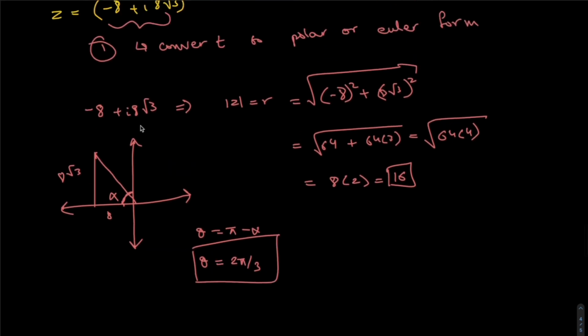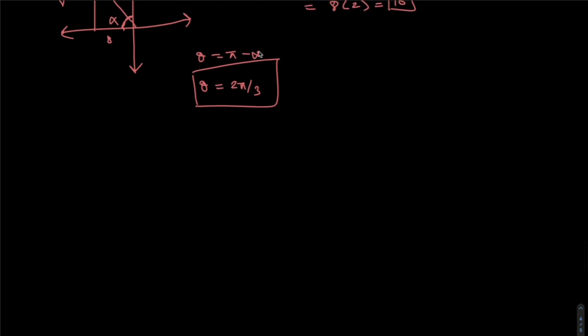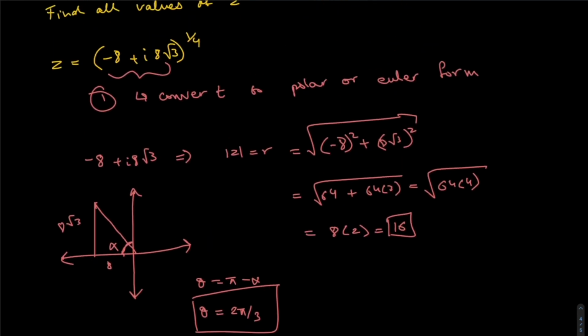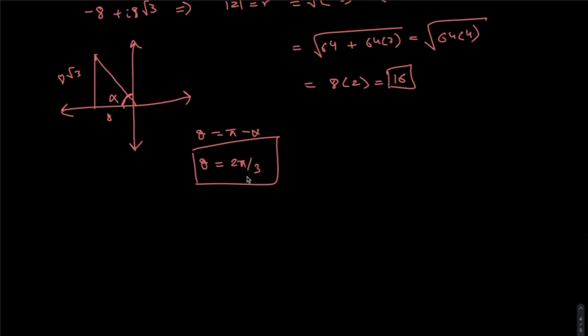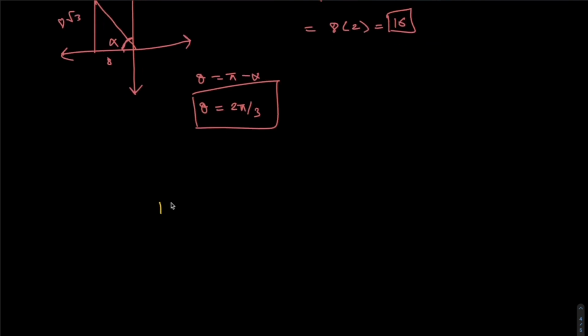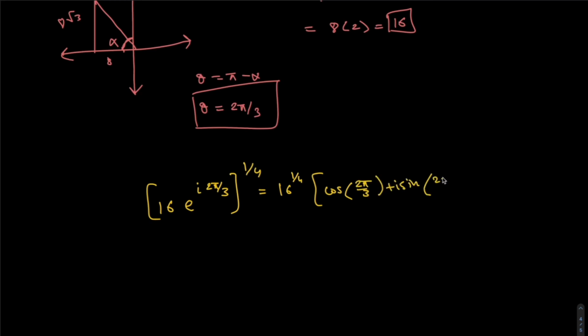So now I have basically converted this form. I'm going to rewrite the entire thing, and I'll write it all in yellow again. So what I'll write is basically I have to find 16 e raised to power i into 2 pi by 3, raised to power 1 by 4. That's what I have to find. Now if I write this in polar form, what I have is 16 raised to power 1 by 4 times cosine of 2 pi by 3 plus i sine 2 pi by 3, raised to power 1 by 4.